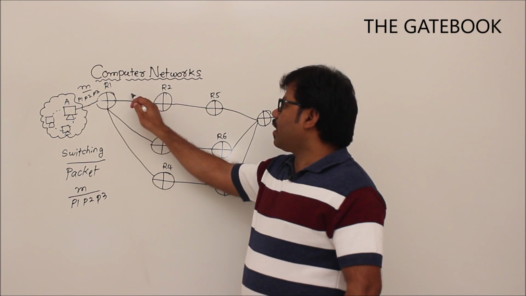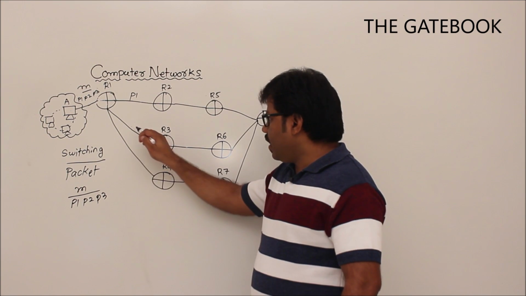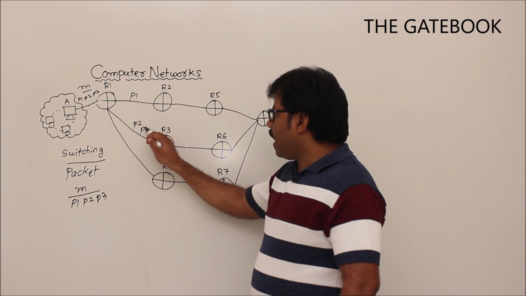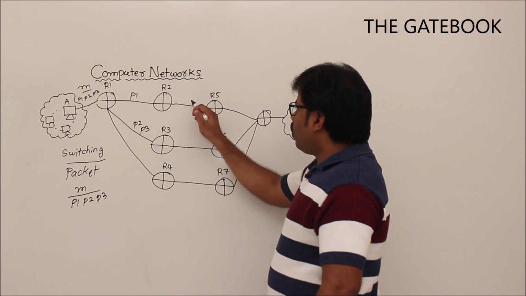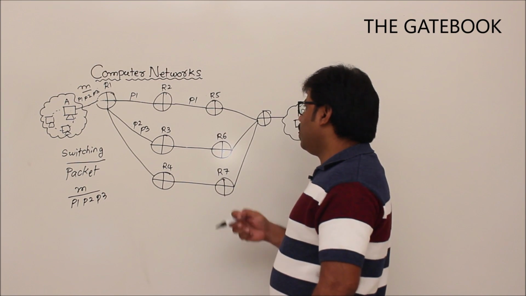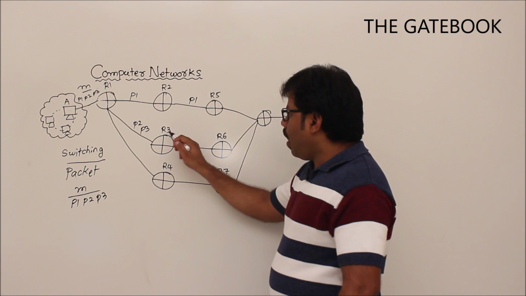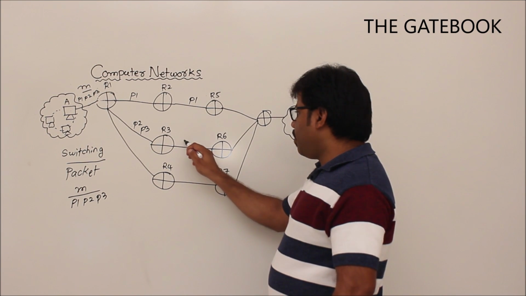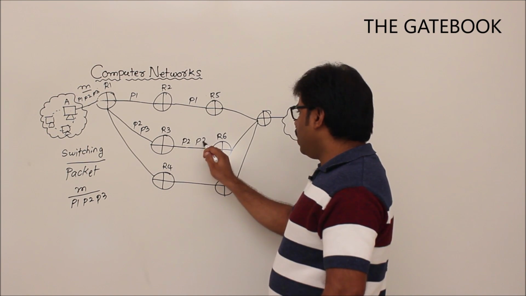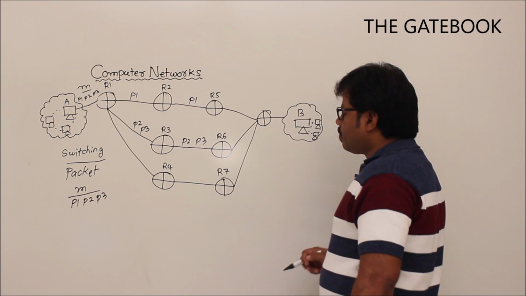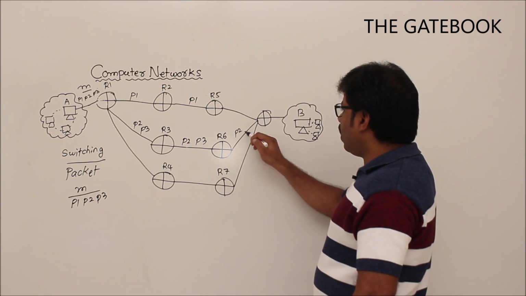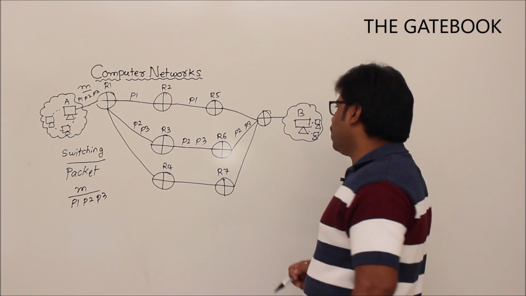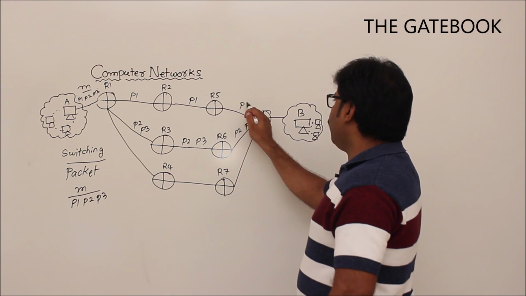Because of that, what can happen is P1 can be forwarded here and P2, P3 can be forwarded to the R3 router. Now R2 will forward that packet to R5. R3 may forward these packets P2, P3 here. Now R6, because it has only a single link, will again forward P2, P3 here. Now P1 eventually will come here.